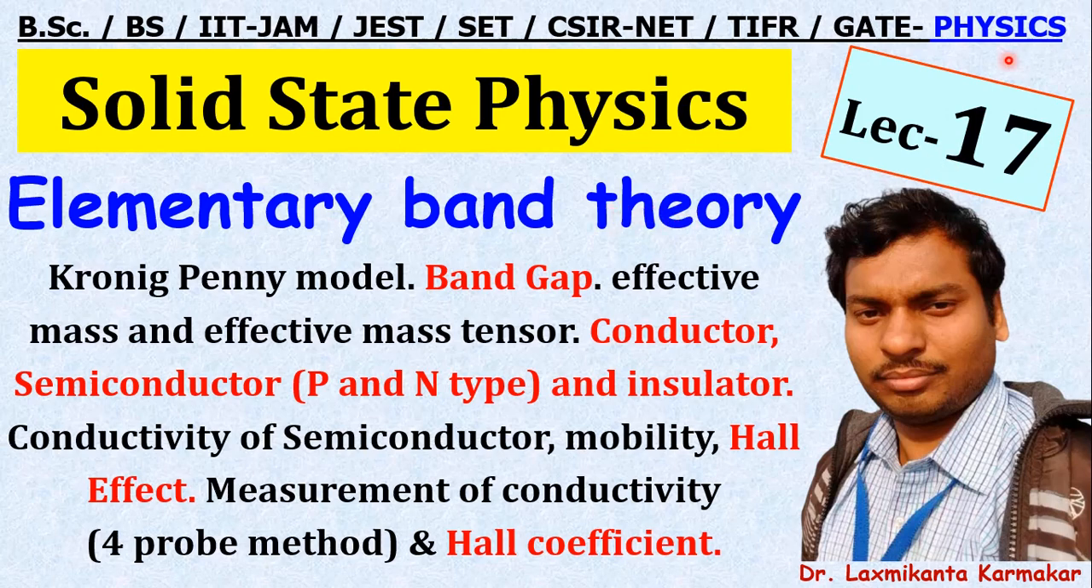This is lecture number 17 on solid state physics. Today we want to discuss the elementary band theory. In this video we want to cover the Kronig-Penney model, band gap, effective mass and effective mass tensor, conductor, semiconductor, p-type, n-type, insulator, then conductivity of semiconductor, mobility, then Hall effect, and then measurement of conductivity by the four-probe method and Hall coefficient. All the parts on the elementary band theory will be covered in a single video.